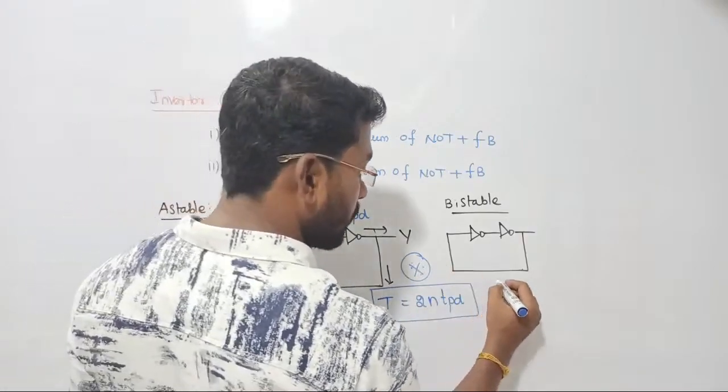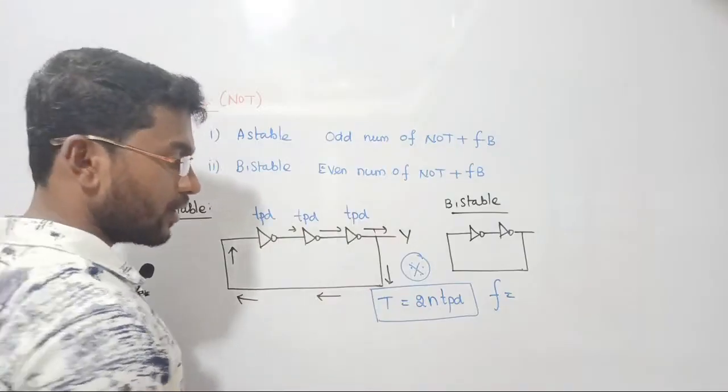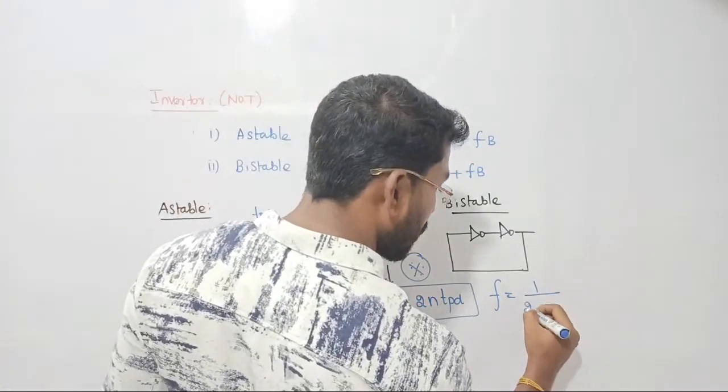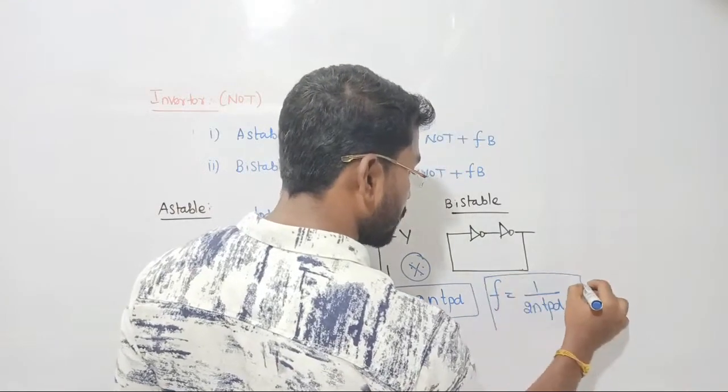Anyway, most of the time you will be tested for frequency only. Since frequency is the reciprocal of the time period, it will be 1 upon 2 times n into TPD. Clear? Guys, I am just giving an introduction to the circuits.